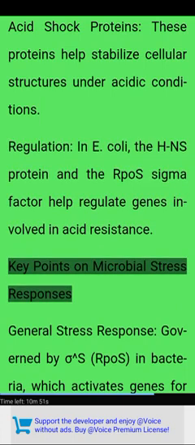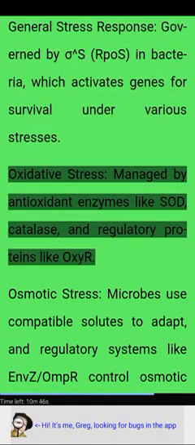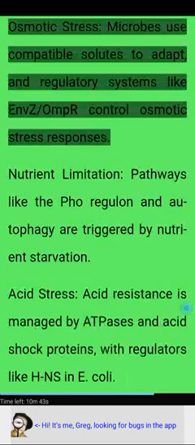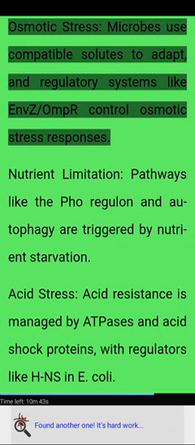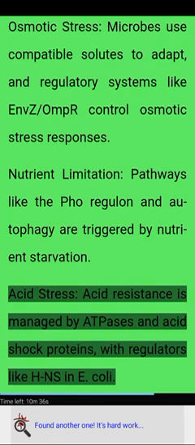Key points on microbial stress responses. General stress response, governed by sigma S (RpoS) in bacteria, which activates genes for survival under various stresses. Oxidative stress, managed by antioxidant enzymes like SOD, catalase, and regulatory proteins like OxyR. Osmotic stress, microbes use compatible solutes to adapt, and regulatory systems like EnvZ-OmpR control osmotic stress responses. Nutrient limitation, pathways like the Pho regulon and autophagy are triggered by nutrient starvation. Acid stress, acid resistance is managed by ATPases and acid shock proteins, with regulators like H-NS and RpoS in E. coli.